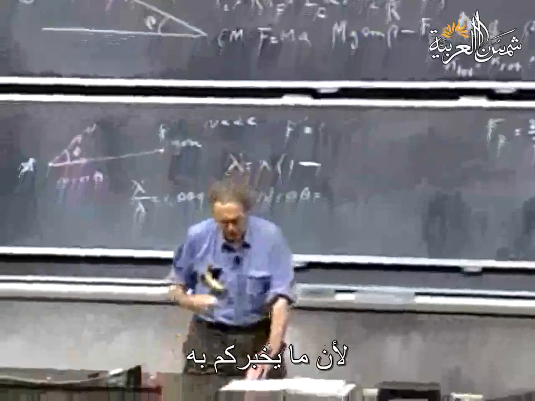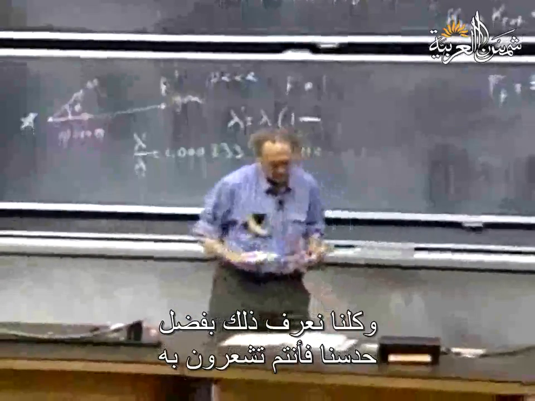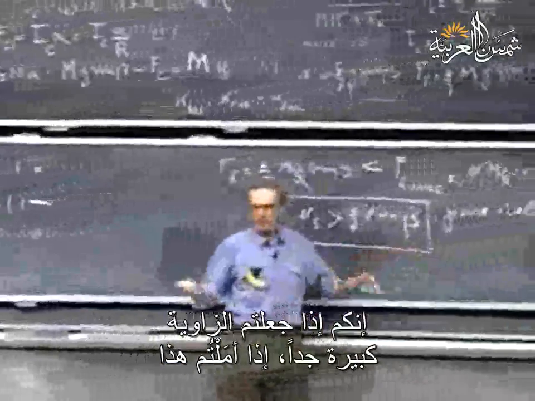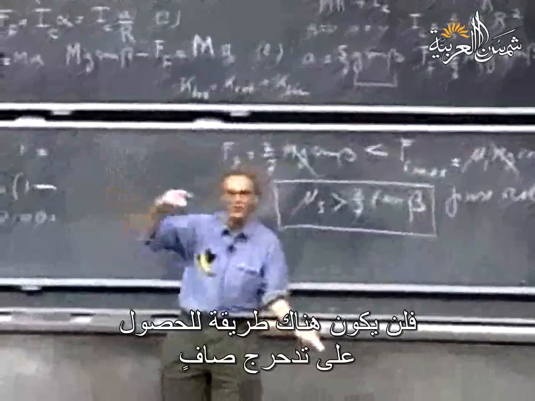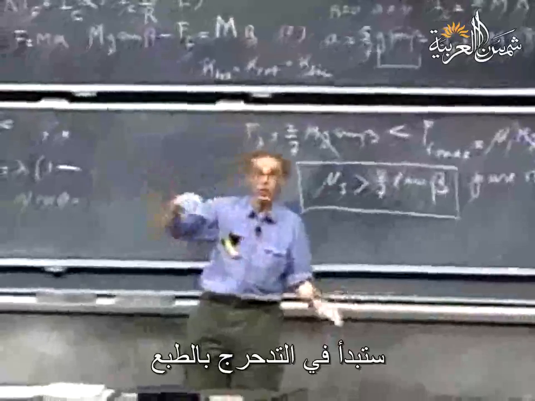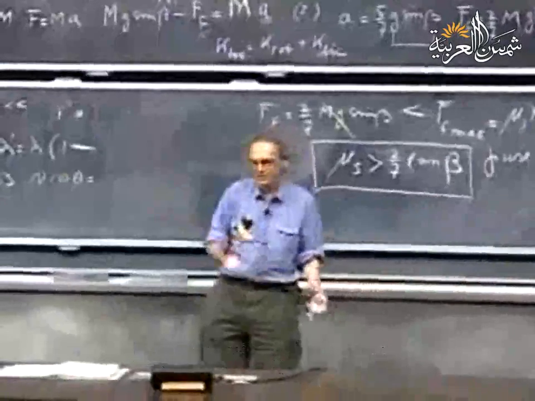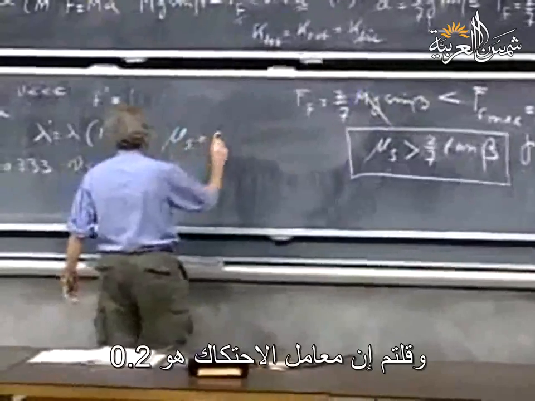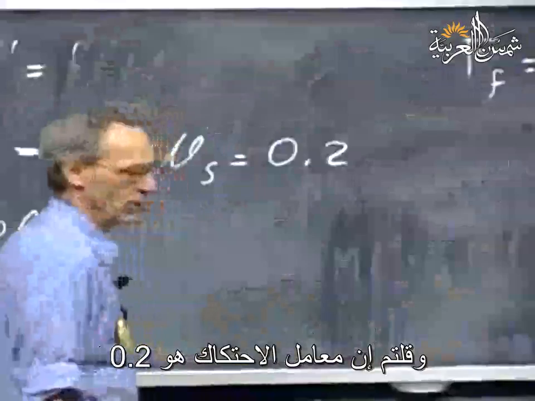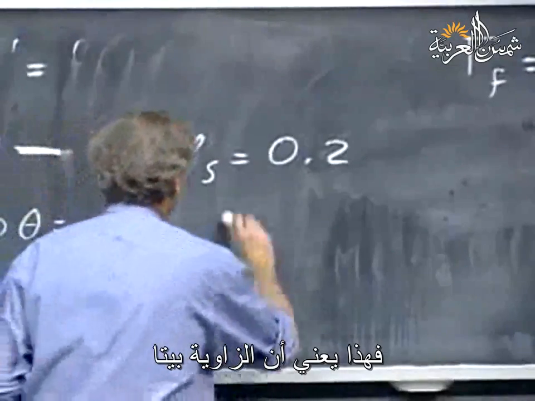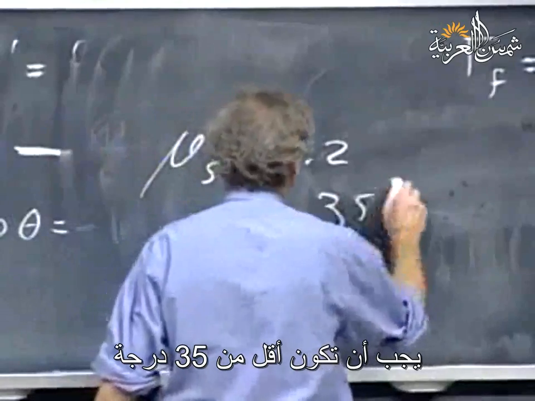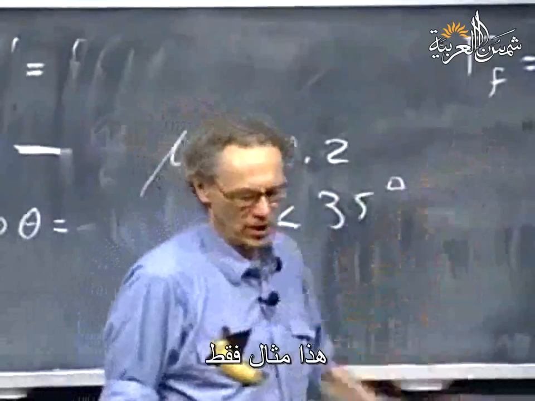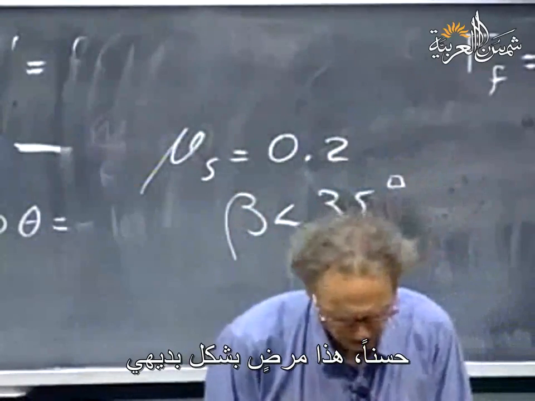Because what this is telling you, and we all know that by our instinct, you feel that in your stomach, is that if you make the angle too large, if you tilt that, there's no way that you're going to get pure roll. It will start rolling, of course, but it also starts slipping. For instance, if you freeze the friction coefficient and you say the friction coefficient is 0.2, then it means that the angle beta must be less than 35 degrees. That's just an example. So that's intuitively pleasing.